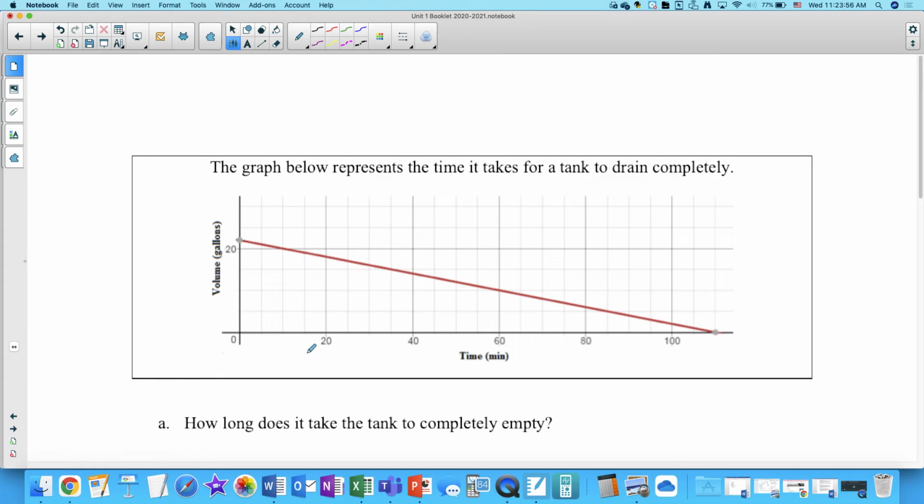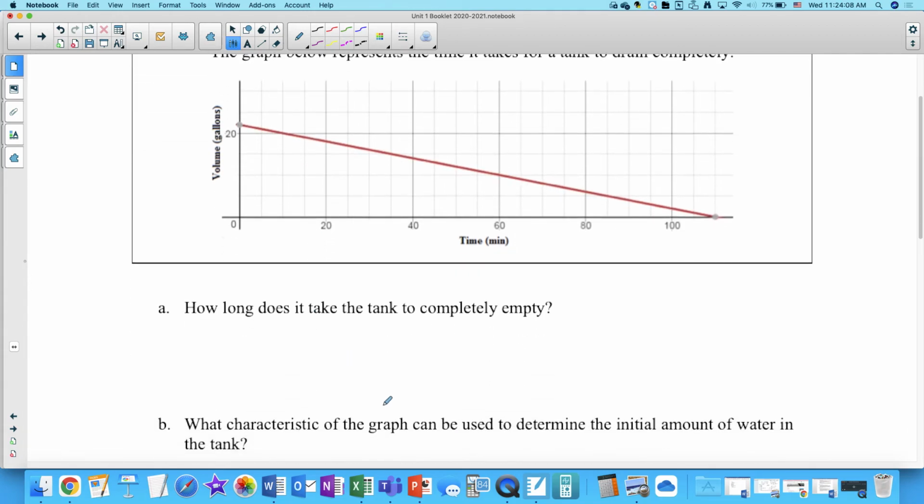Okay? The graph below represents the time it takes for a tank to drain completely. Okay, so first question, how long does it take the tank to completely empty? How long does it take?